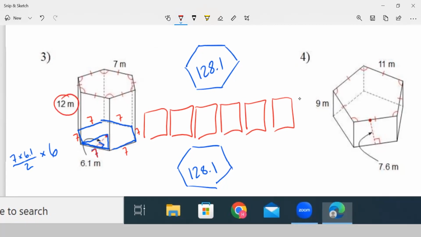In this case, 12. Now, let me emphasize the height is not always up and down. Imagine you as a person, you know your height. Now lay down. Your height is still the same measurement, but it's going sideways. So it's not always up and down. So again, for each of my walls, I'm going to multiply 12 times 7. It's going to give me 84. So each of my walls is 84.